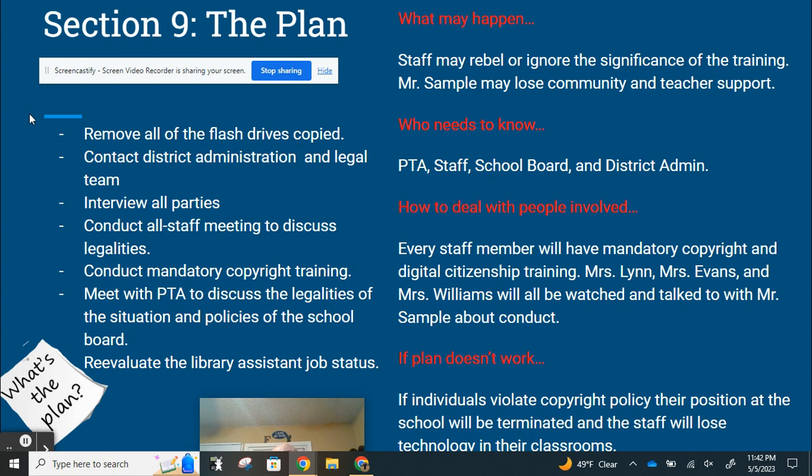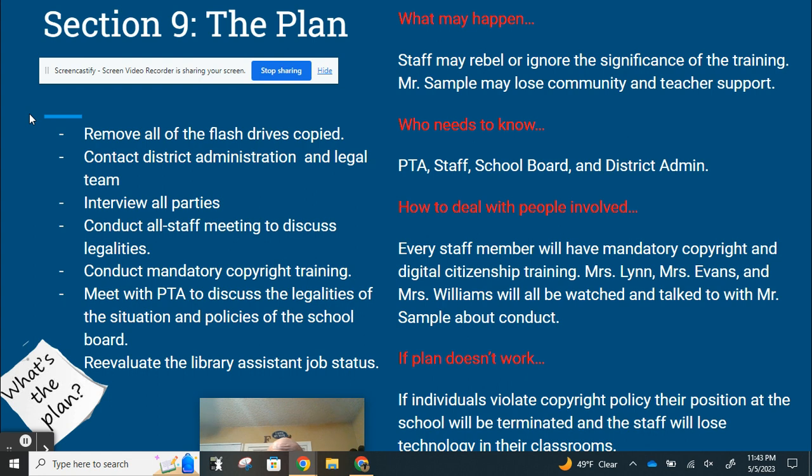Conduct mandatory copyright training. As a result of this, we're going to go through training so we as a school are in the forefront of this, and meet with the PTA to discuss the legalities of the situations and policies of the school boards. And then next, reevaluate the library assistant job status. If this isn't working out and she's not taking her role seriously, I need to find someone else.